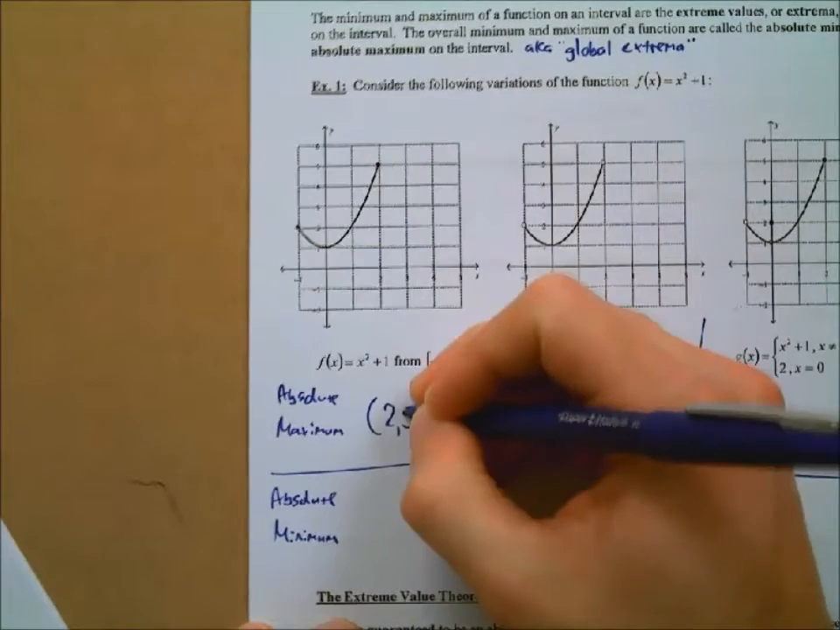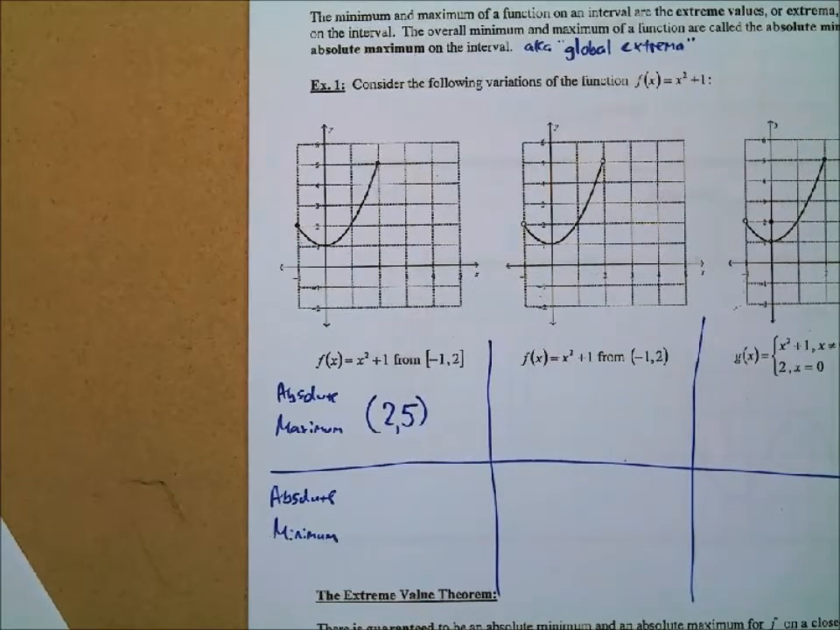Okay, Mario, how did you determine that it was 2, 5? You looked at the graph and you were looking for what? The highest point. Exactly right. 2, 5. There it is.